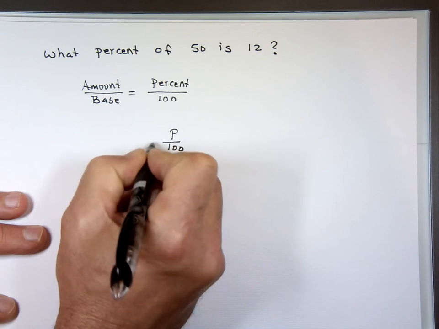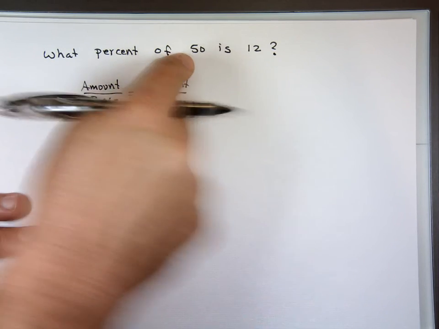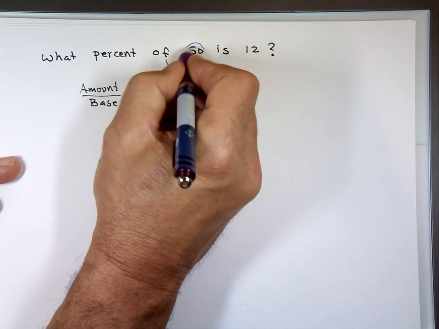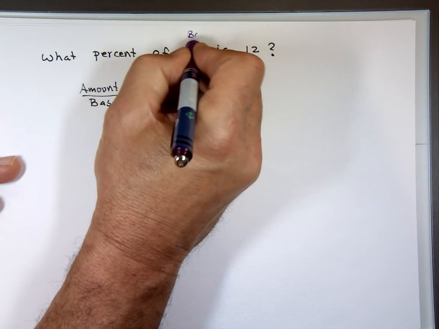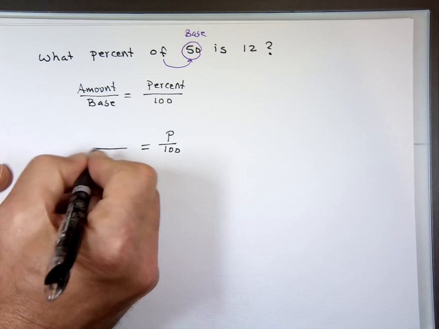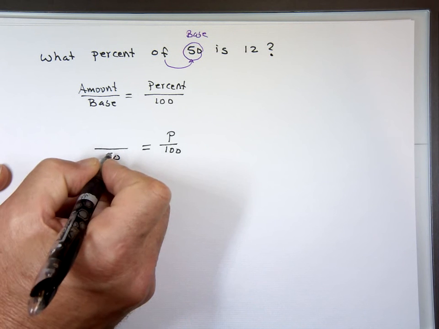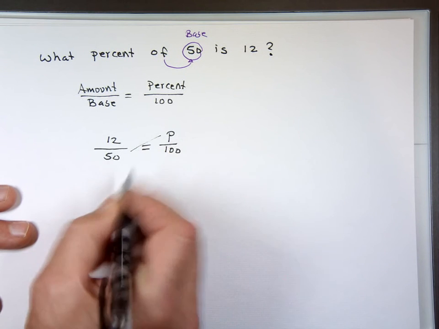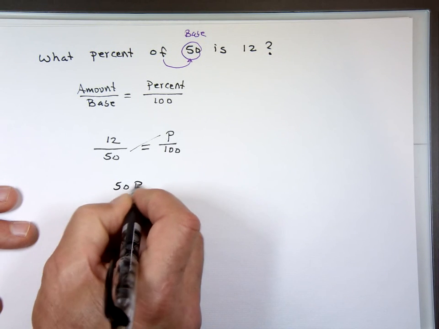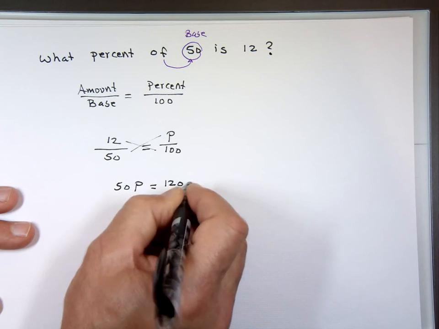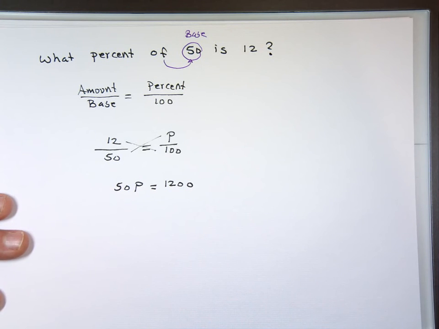So one of these numbers is the base, one of them is the amount. Let's look for the word of, and what comes after of is what? The base. So in this case, the base is what? 50. That means 12 is the amount. Solve this. 50p equals what? 1200. And to solve for p, we're going to divide by 50.